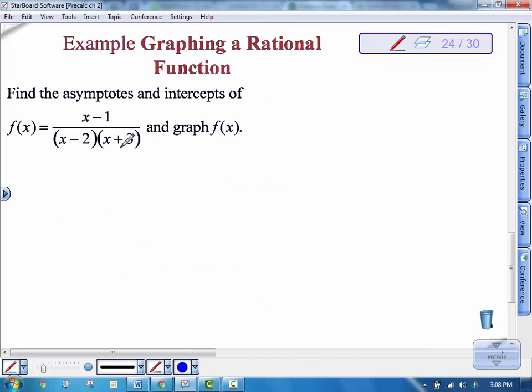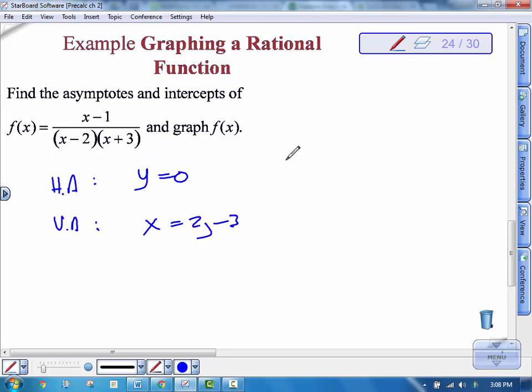One last example then. This time the exponent's higher in the bottom than the top, so we have horizontal asymptotes and vertical asymptotes. Horizontal asymptote would be y equals 0 whenever the exponent's higher in the bottom than the top. That's right in the formula sheet. Vertical asymptotes occur at 2 and negative 3. Those are places where the denominator is 0.